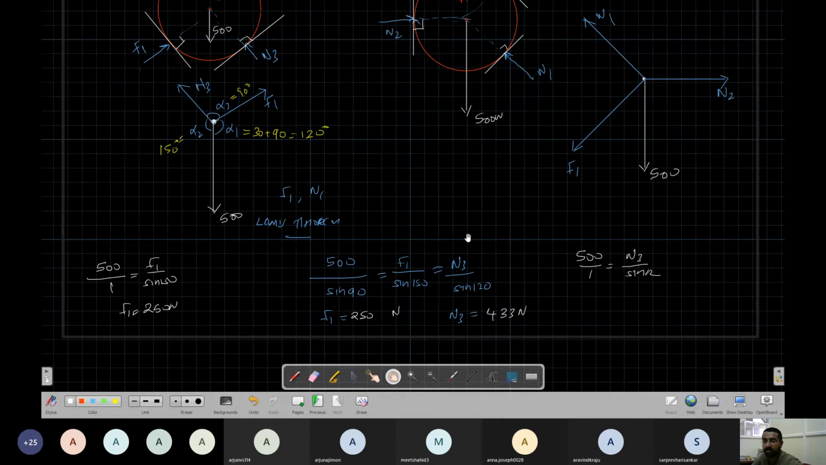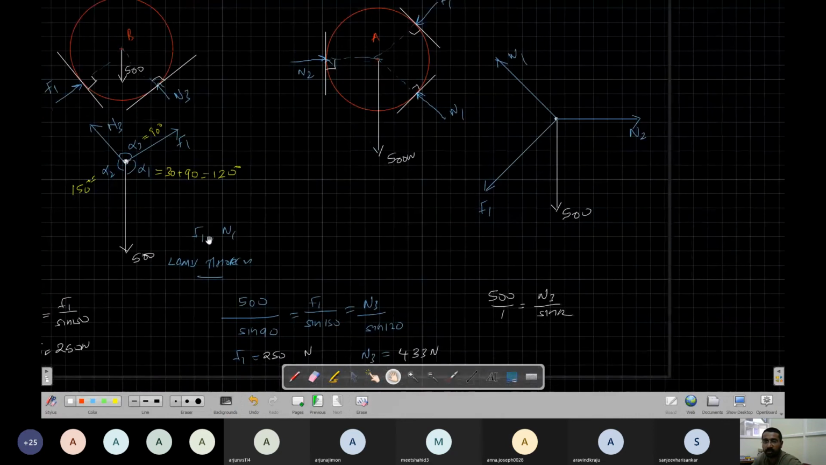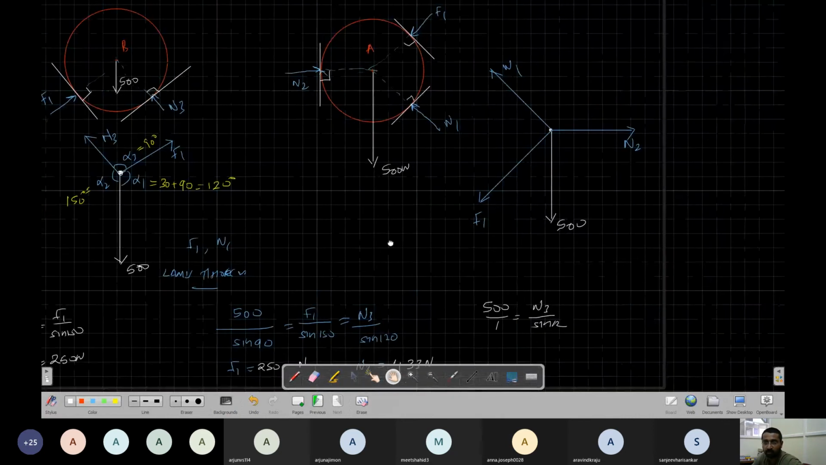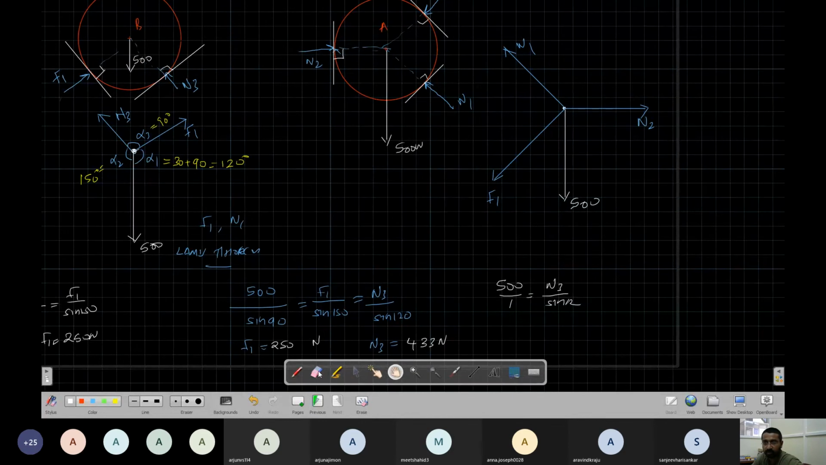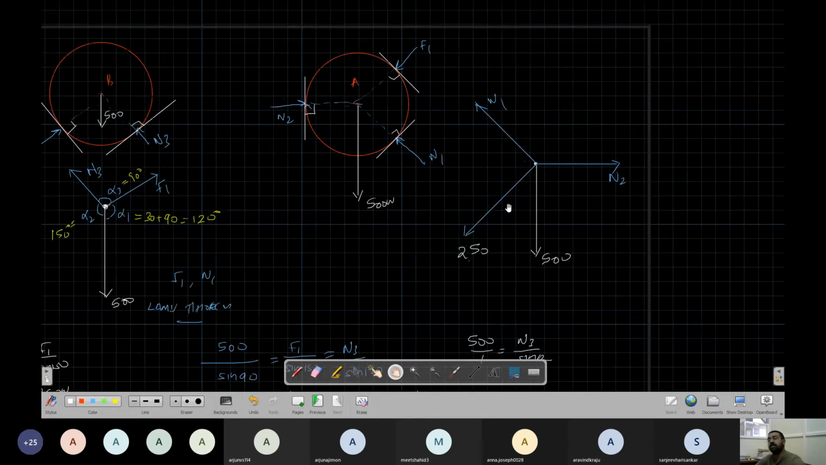Now it is easier for me. So in this free body diagram I now know F1. The value of F1 I know. F1 is equal to 250. Okay. Now this also, how do we solve? Here you cannot use Lami's theorem. Why? Because you have more than 3 forces. Okay. But here you have to use components.